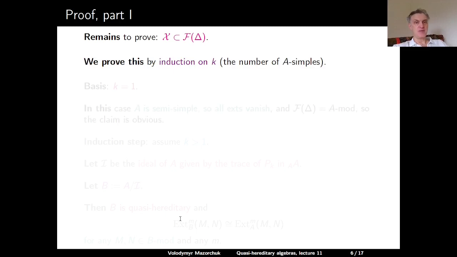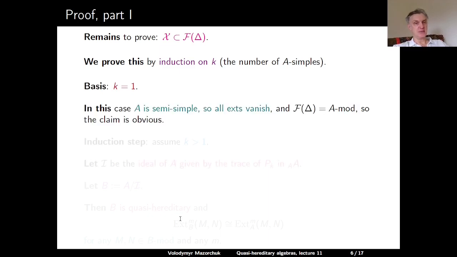We will prove this claim by induction on the number of simple A modules. We denoted that by K. The basis of the induction is when K is equal to 1. In this case, A is a semi-simple algebra, so all extensions vanish, which means that F delta is just A mod, and so the claim is obvious. So let us prove the induction step.